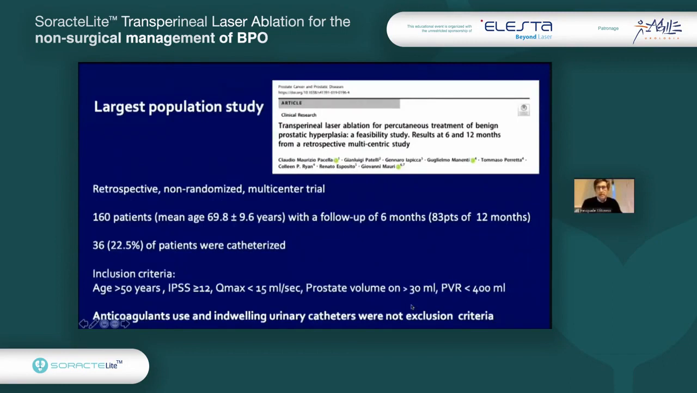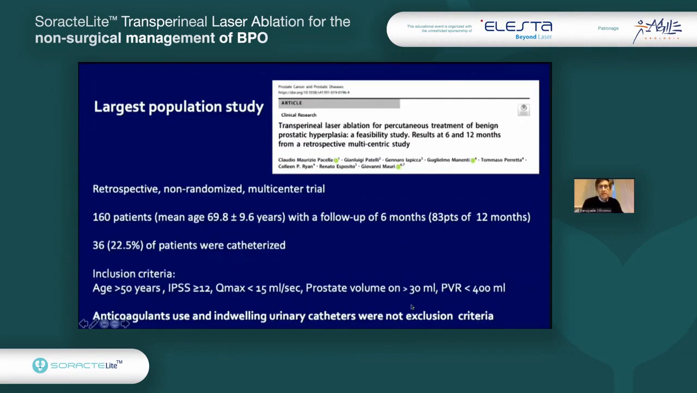2 years later, in 2019, Pasella reported a multicenter trial, retrospective, non-randomized, from 3 centers, with 160 patients with a follow-up of at least 6 months, and a cohort of 83 patients after 12 months of follow-up. 22% of patients were catheterized.